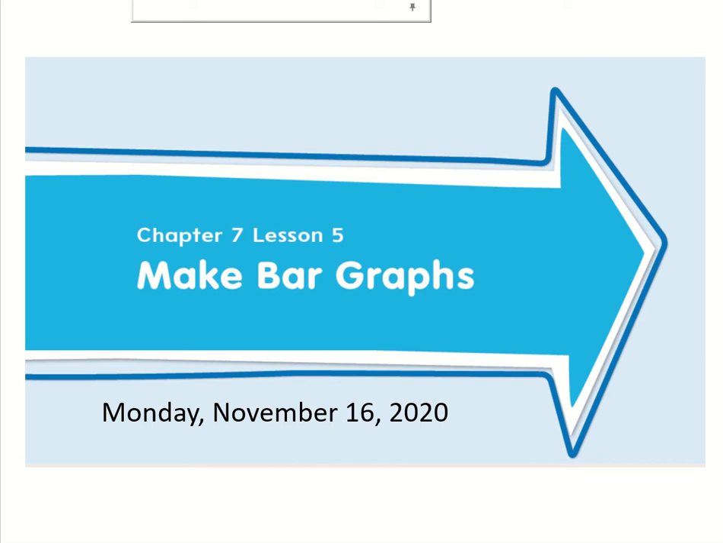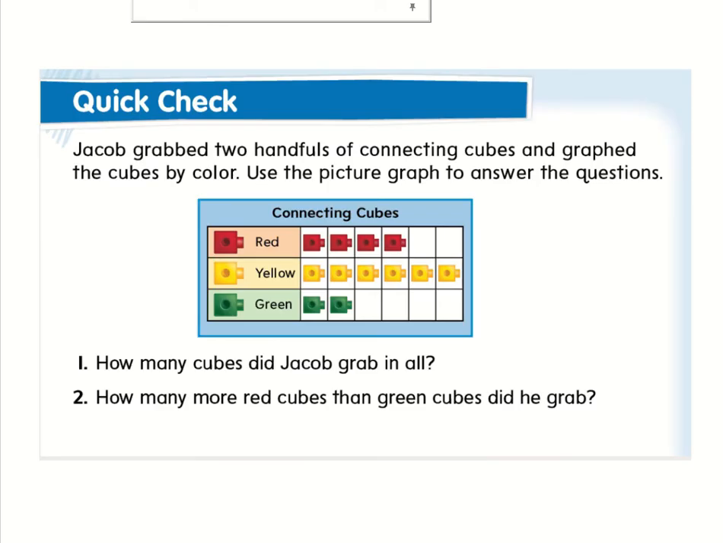This is Mr. Cook, and today on Monday, November 16th, we are going to be making bar graphs. So let's get started. For the first quick checkup, we're going to talk about a problem that's more of a picture graph. It says, Jacob grabbed 2 handfuls of connecting cubes and graphed the cubes by color. Use the picture graph to answer each question. First one, how many cubes did Jacob grab in all?